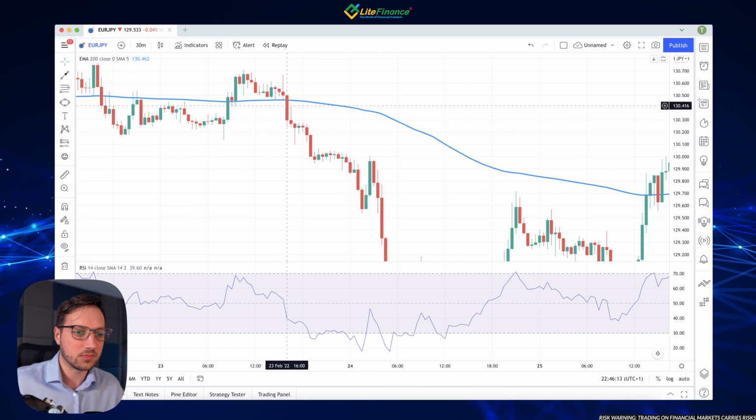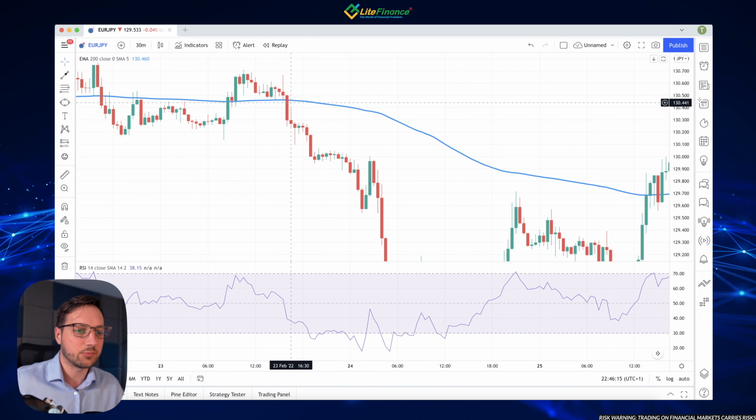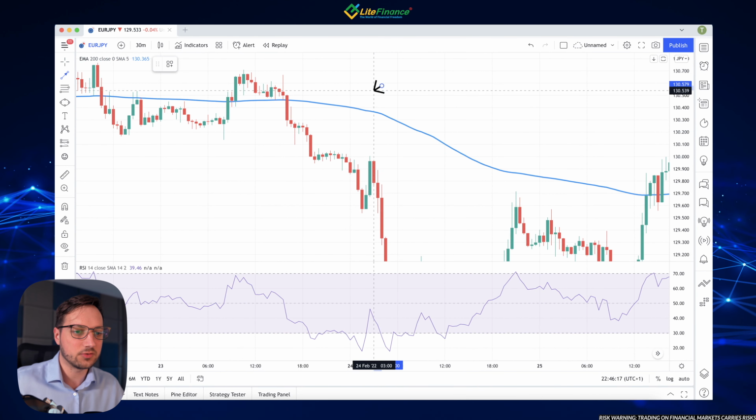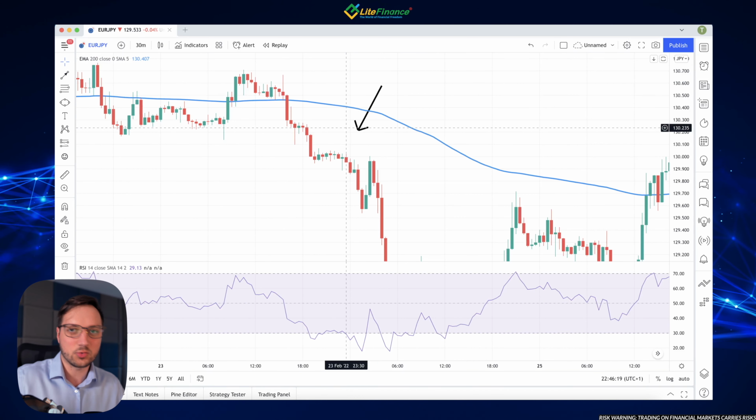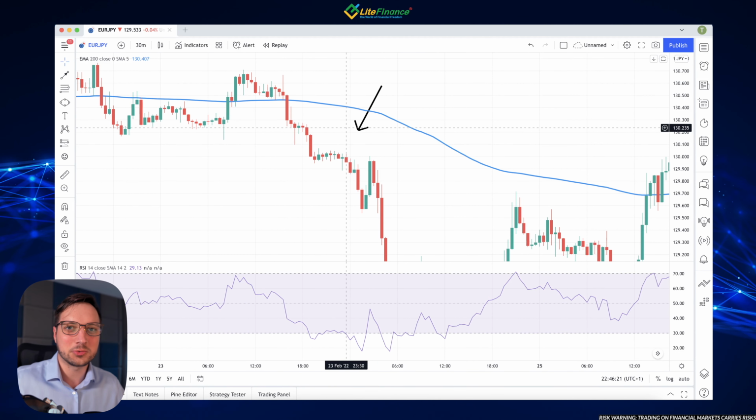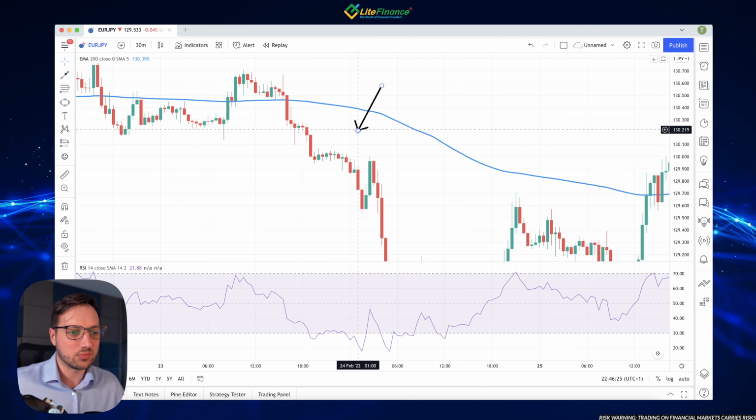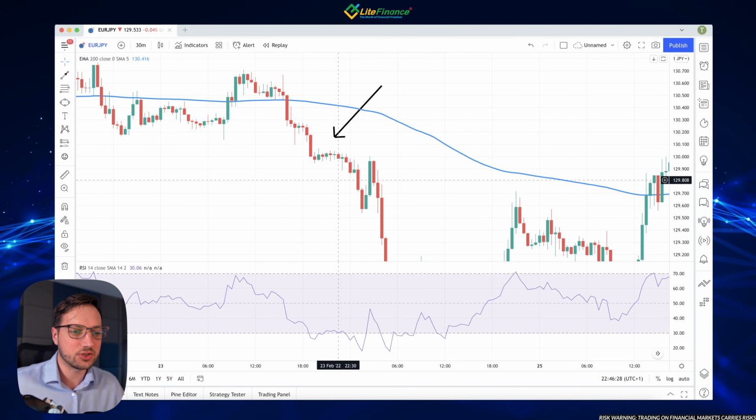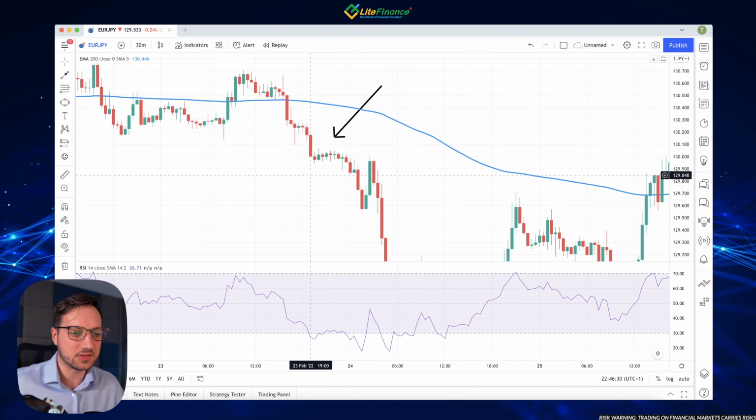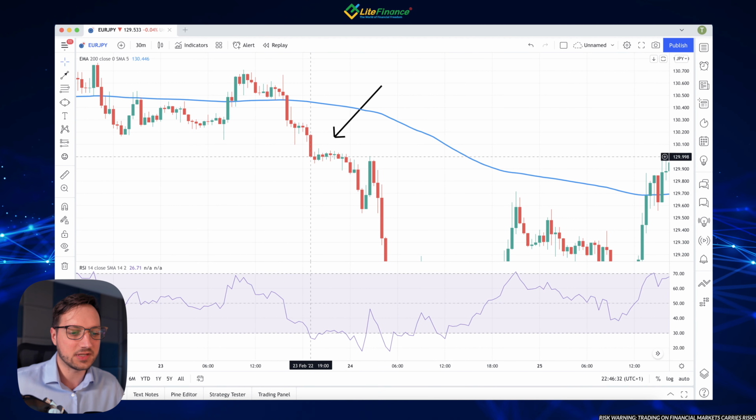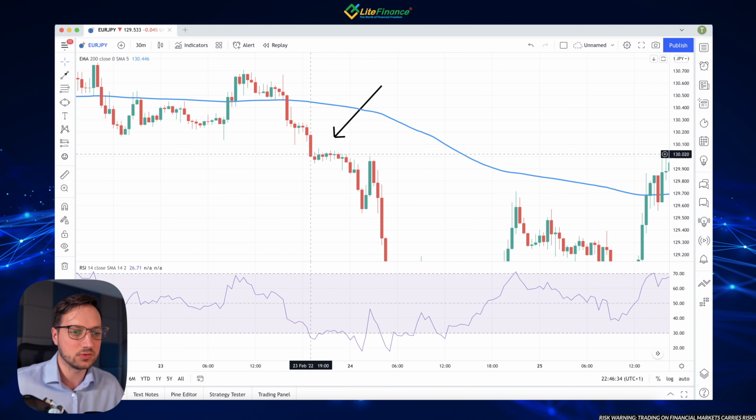We have the situation over here. The price is below the 200 period moving average. So you can see the 200 period moving average is also one of the ingredients of this strategy. It is down below the 200 period moving average, and the RSI indicates to us at the closing of this candle that it went into the oversold zone.